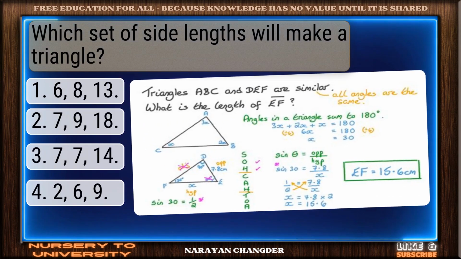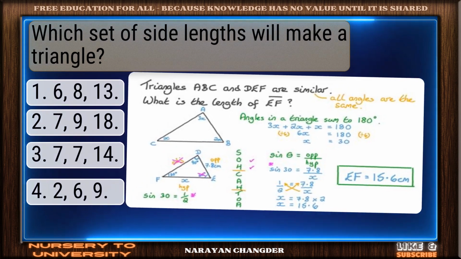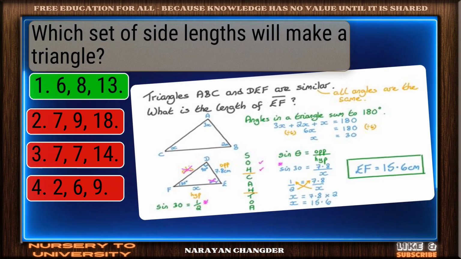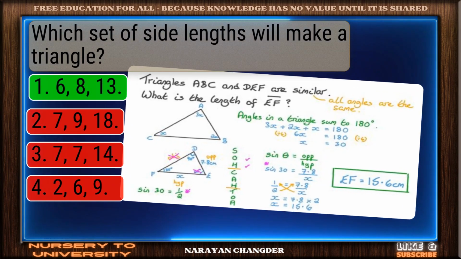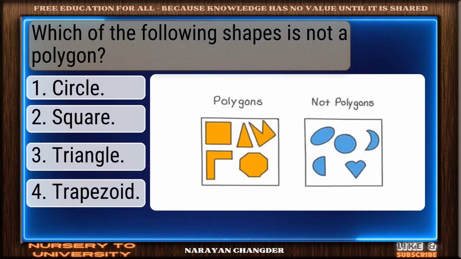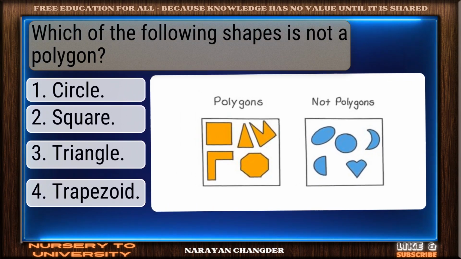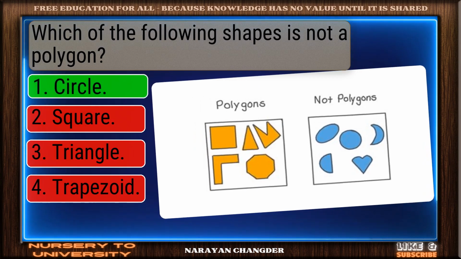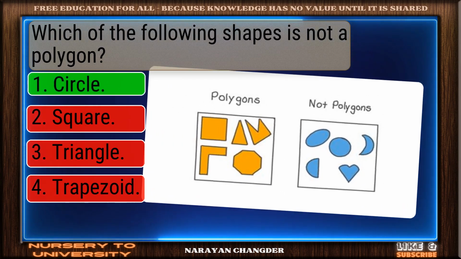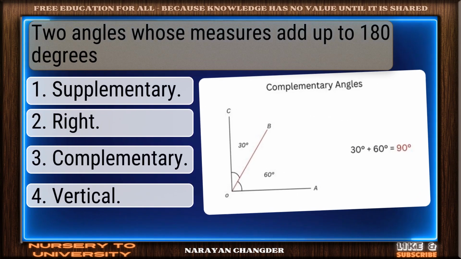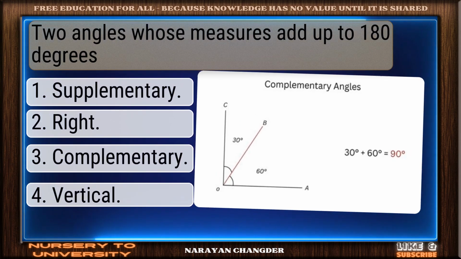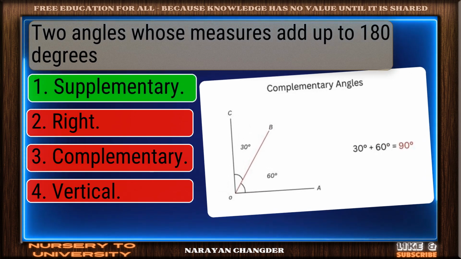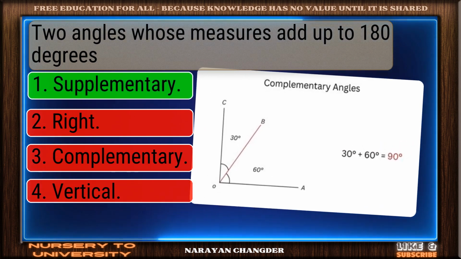Question number 141. Which set of side lengths will make a triangle? Well done. 6, 8, 13 is the right choice. Question number 142. Which of the following shapes is not a polygon? Well picked. Circle is the correct answer. Question number 143. Two angles whose measures add up to 180 degrees. Correct response. Supplementary is the most accurate answer.